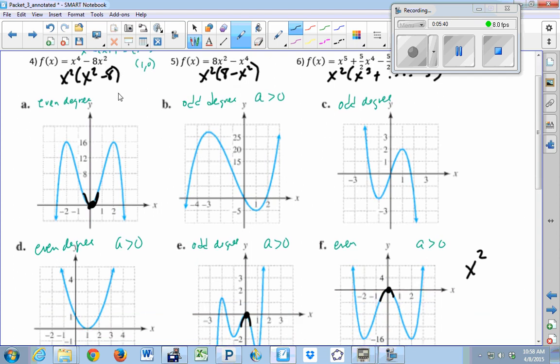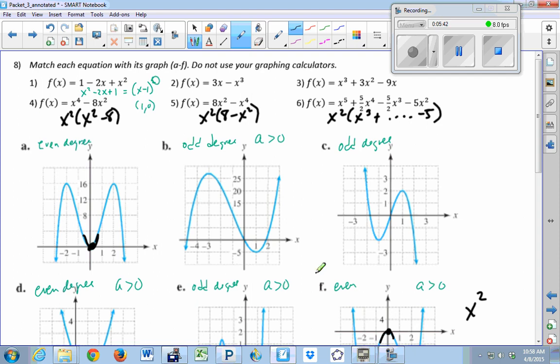Now, the other thing, folks, is if you had trouble with some of this, I would really encourage you to go back and try to apply some of this stuff and try to synthesize it. Any questions before I move along?